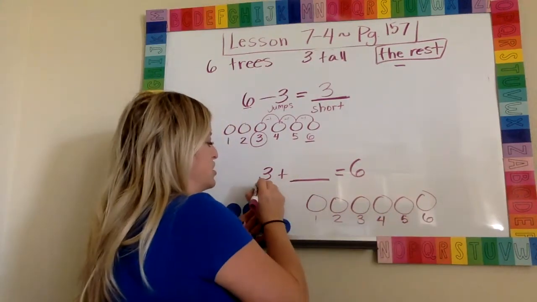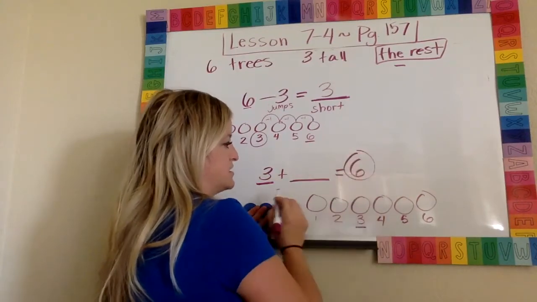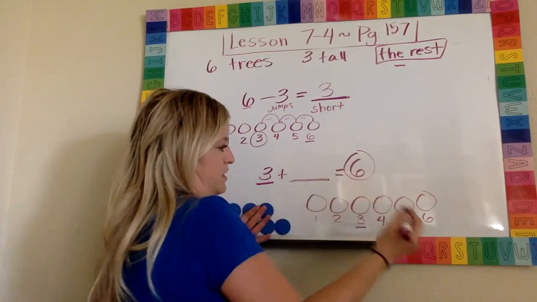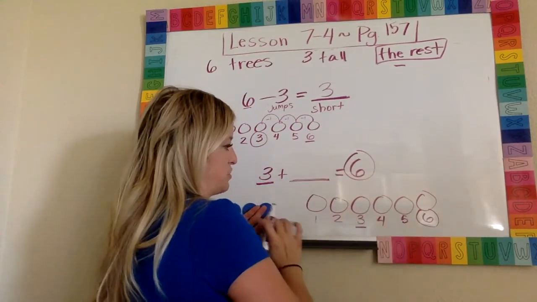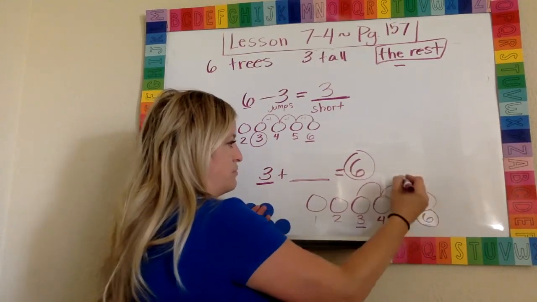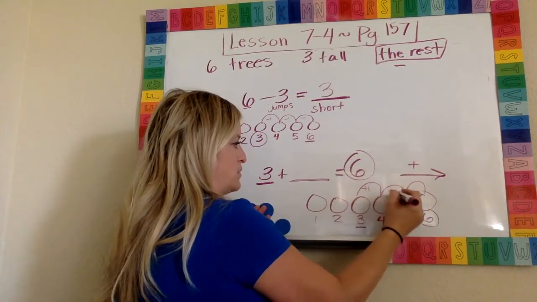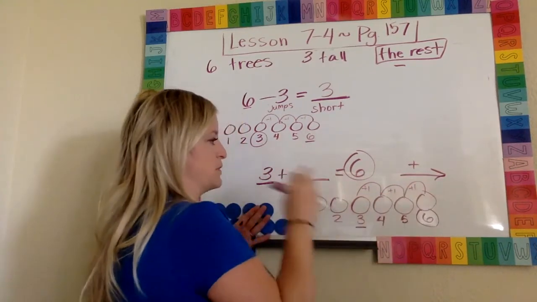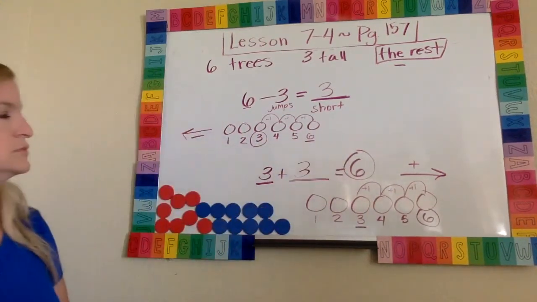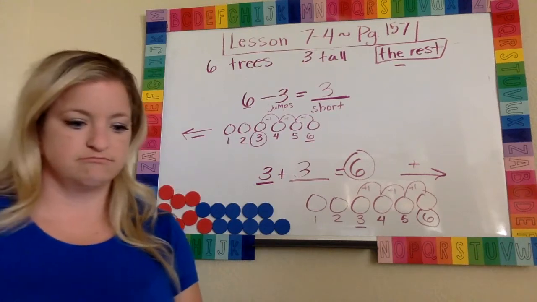So now I'm going to start at 3. I'm going to end at 6. I don't know how many jumps, but I know I'm going to stop at 6. And I put a circle there because it tells me where to stop. 1, 2, 3. I'm moving this way. I'm adding plus 1, plus 1, plus 1. 1 plus 1 plus 1 is 3. So now I know I have 3 short trees.